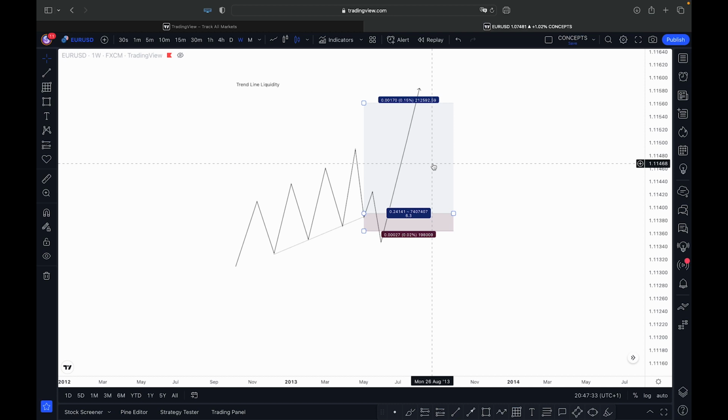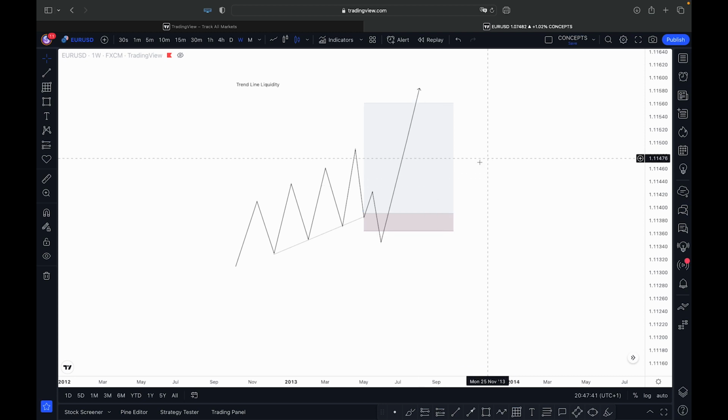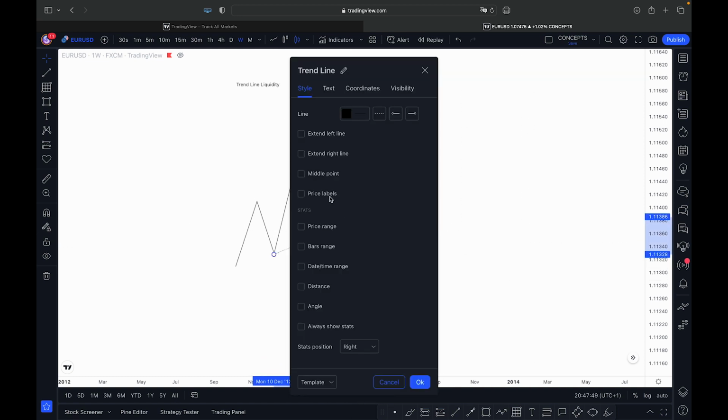And sometimes they do, but most of the time they actually don't. So the concept is, we as smart money traders wait for this to happen. We draw this trend line as well, but we mark it as a liquidity zone that first needs to be cleared before we actually enter.